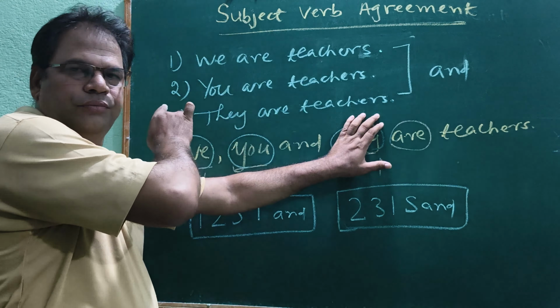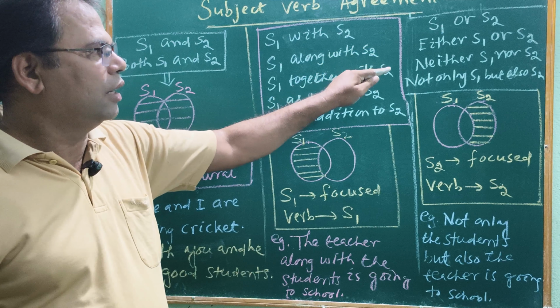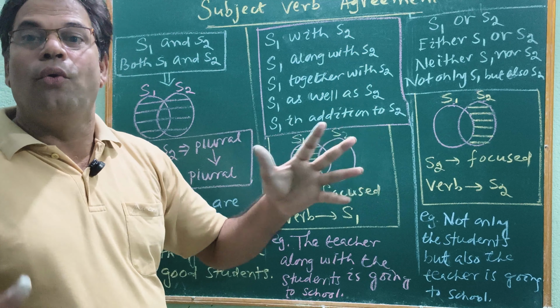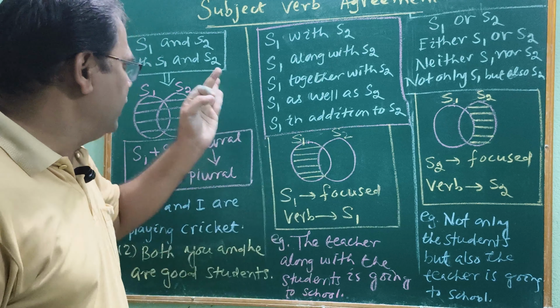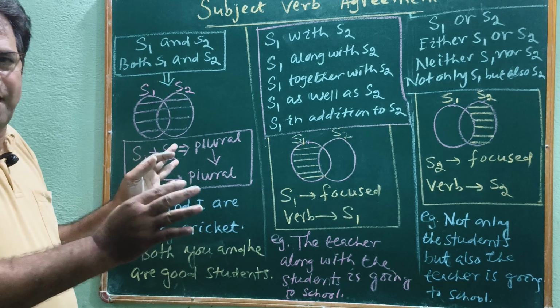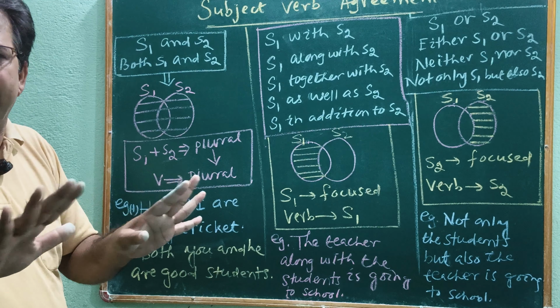Are you clear? When two subjects are connected with and, both and, with, along with, together with, as well as, in addition to, or, either or, neither nor, not only but also, what will it be? See, it is just a diagram. If you keep it in mind, it will be very easy for you.